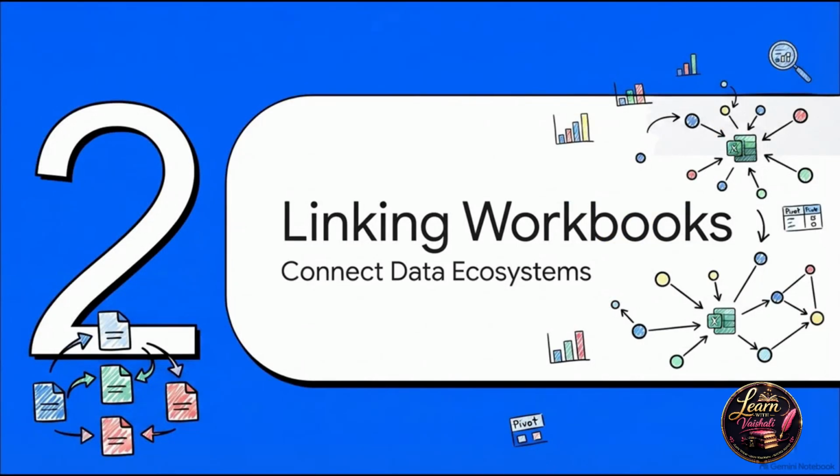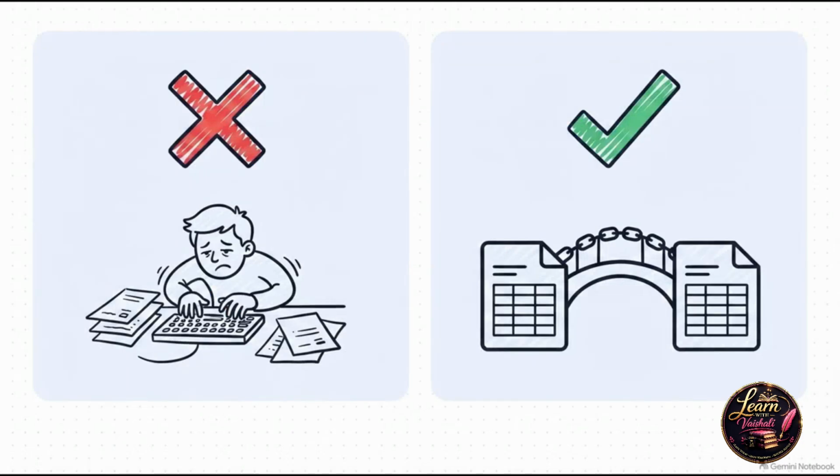Section 2, linking multiple workbooks, connecting your data ecosystem. So what happens when your data gets bigger? Imagine a manager at a big company who has to analyze 12 completely different monthly sales files to make a yearly report. If they use manual data copying, literally copying and pasting from one file to another, it is incredibly time-consuming. And worse, it is highly prone to human error, especially when managing huge sets of data. It's a nightmare. But there's a better way.